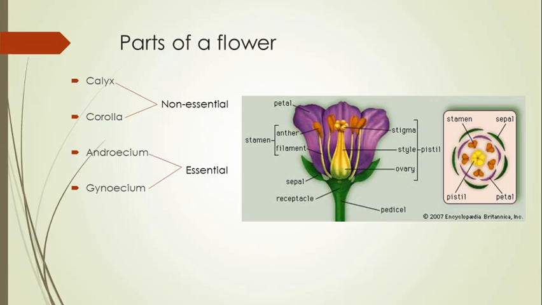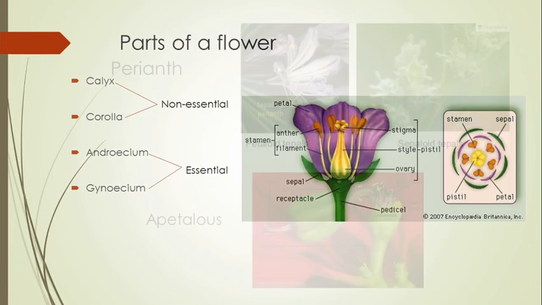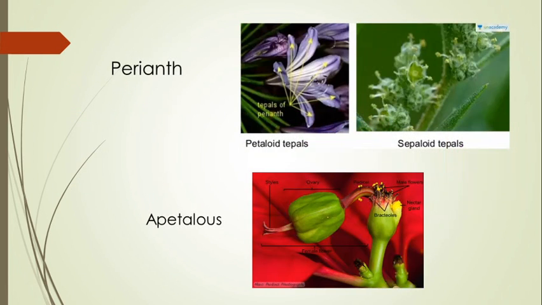The calyx is meant for protection of the flower bud, and corolla is a structure that is used for attracting insects in plants which have insect pollination. So these are the different parts of a flower.